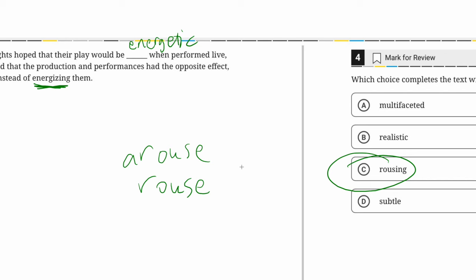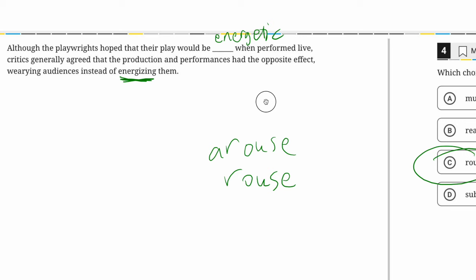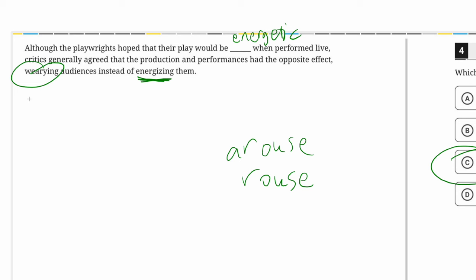So wearying. A lot of times, if you have a contrast, one of the wrong answers is going to be something that contrasts with the correct answer. But wearying, here maybe we can use this to emphasize that weary is not the same as wary. If you are wary of something, you're on the lookout for it. You're aware. Weary, you're tired, you're worn out.